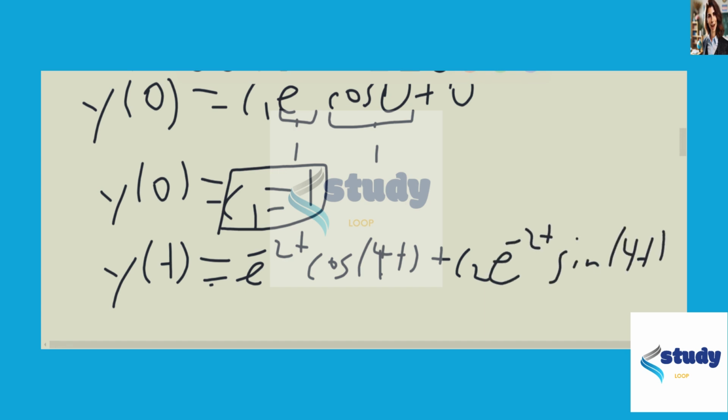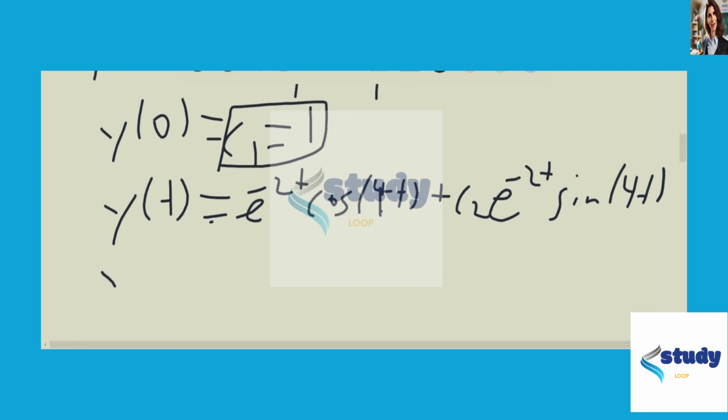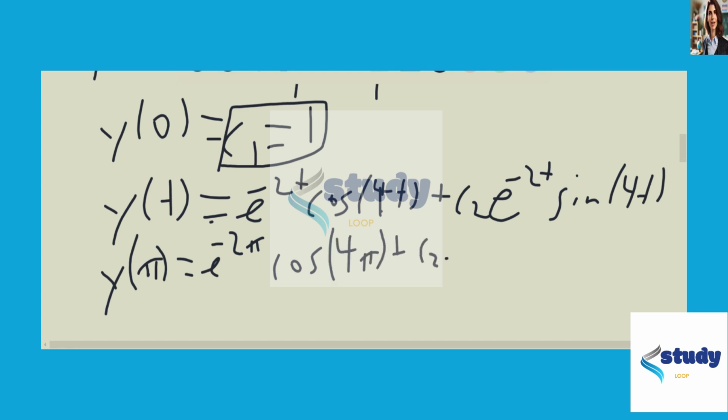So now what we're going to do is look at our second condition, which is y of pi equal to 2. So we calculate y of pi, which is equal to e to the -2 pi cosine of 4 pi plus c2 e to the -2 pi sine of 4 pi.